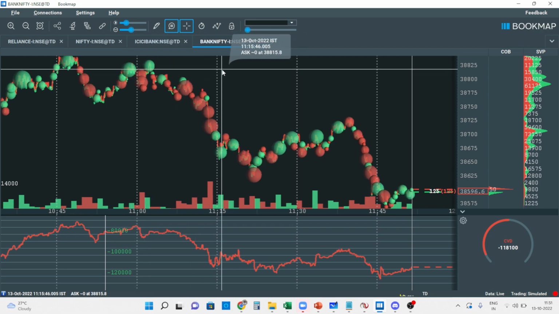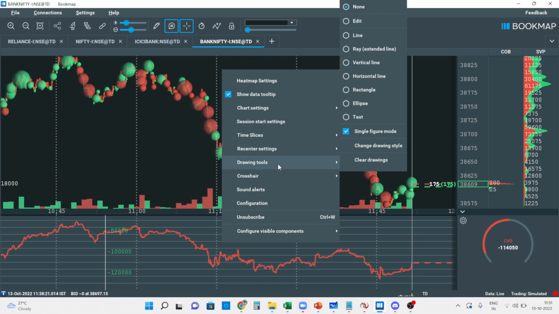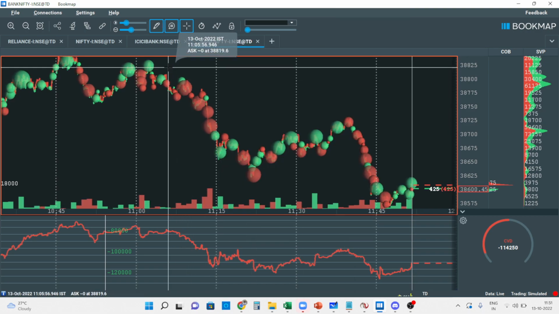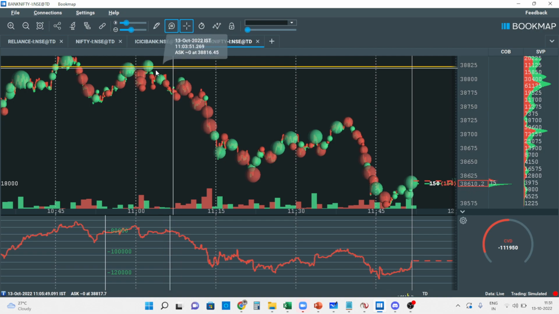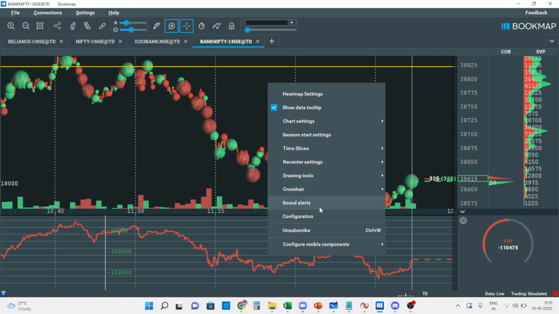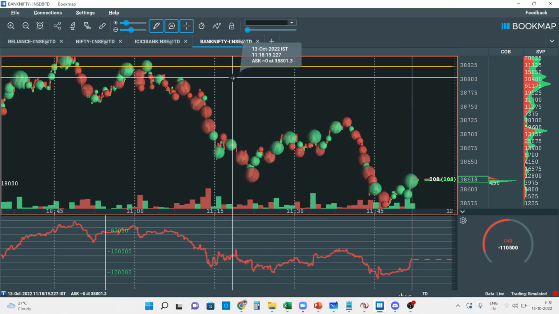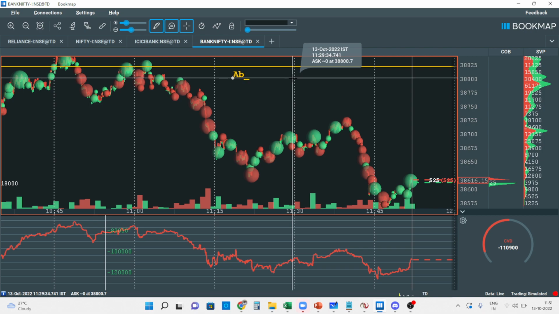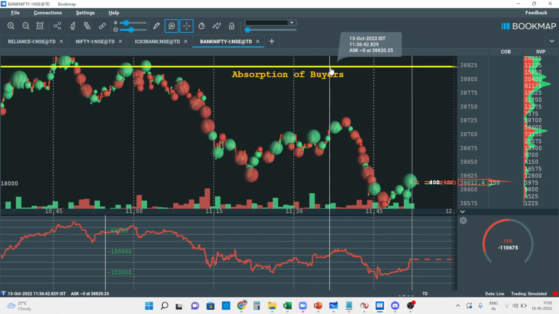If you want to mark a level, you can go to the drawing tool and bring a horizontal line. You can say these are the levels that you are monitoring for absorption. These are the places where absorption of the buyers was seen last time. You can use those drawing tools. Couple of drawing tools are here, and if you want to bring some text, I can say absorption of buyers. So you can also mention at what level the buyer absorption has been seen.